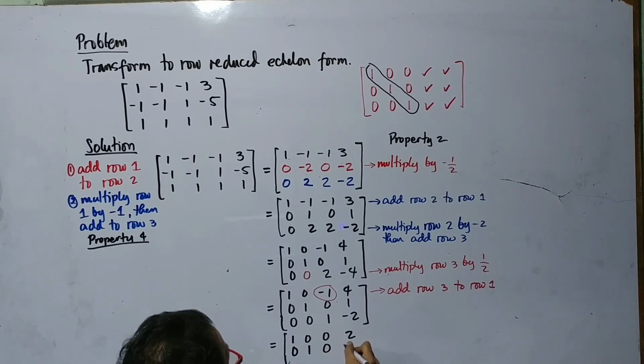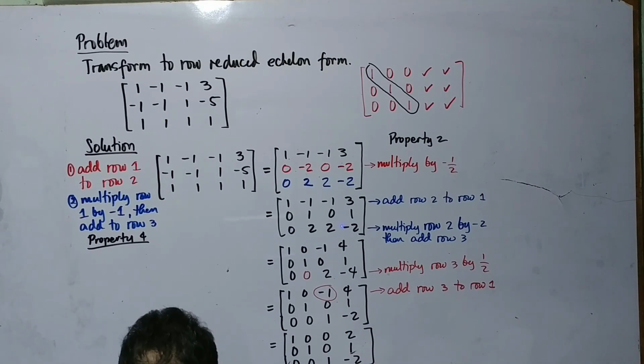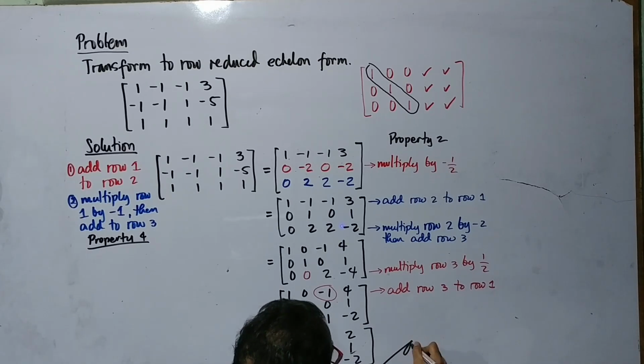Just copy the entry of the second row and the third row. So this is now your final answer.